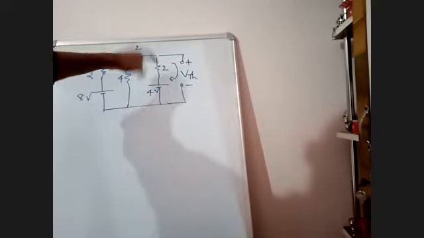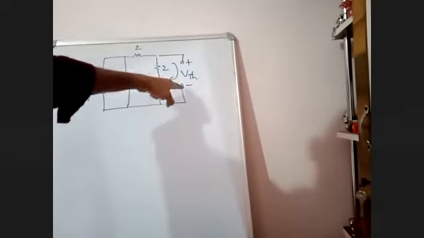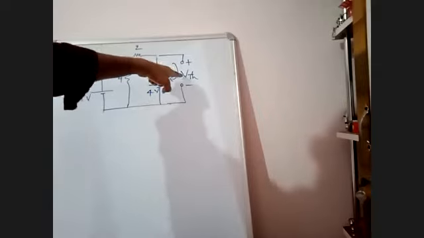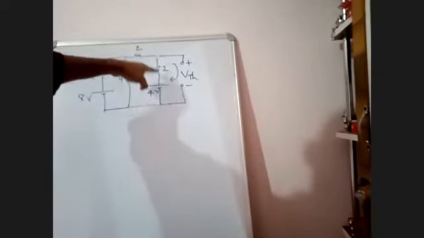That's why the 2 ohm resistors are in series. If a closed loop is here, then current will divide in this. But current is not dividing here. Here an open loop is there. That's why the 2 and 2 are in series.